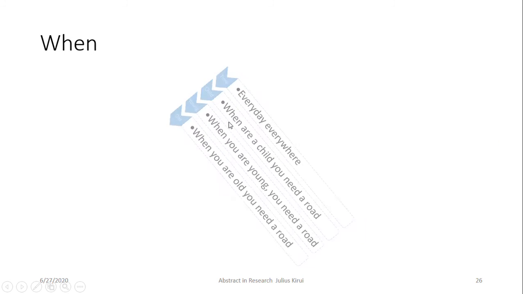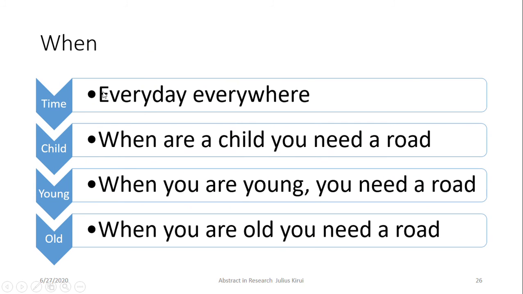When do we need roads? Time. Every day, everywhere. We need roads every day, everywhere. When you are a child, you need a road. When you are young, you need a road. When you are old, you need a road. Road is very important. Without the road, you cannot get anywhere.